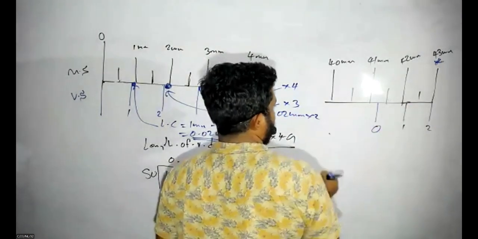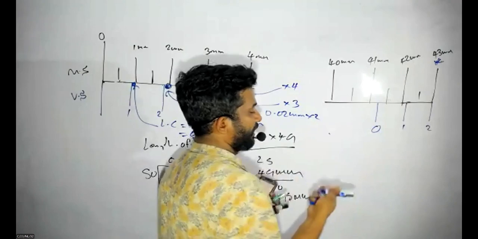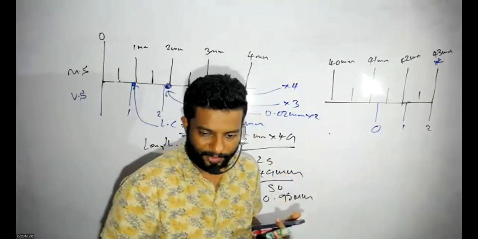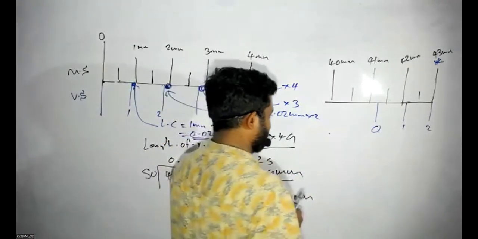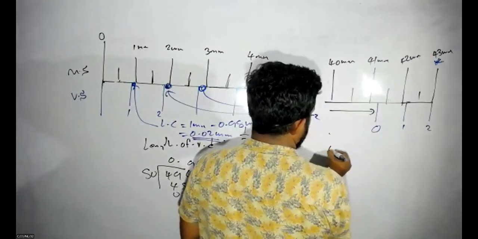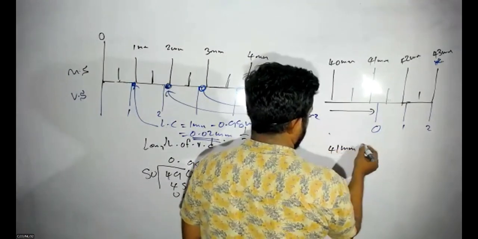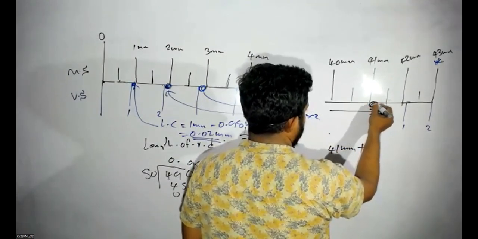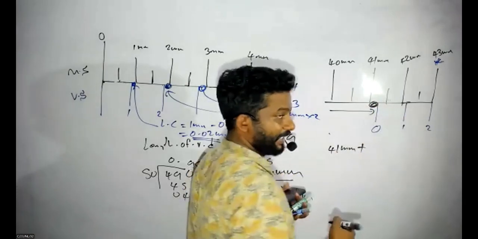Okay. Here you have to find the reading. Reading is the gap between main scale 0 and vernier 0. What is the reading now? The main scale reading is 41 millimeter plus you have to find this unknown length by using the vernier scale.